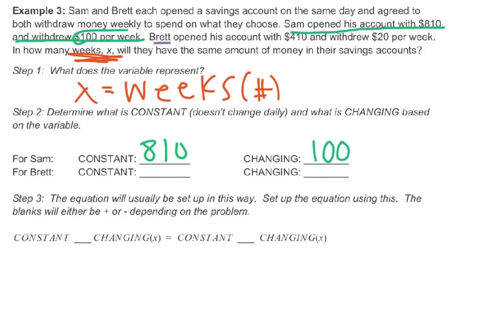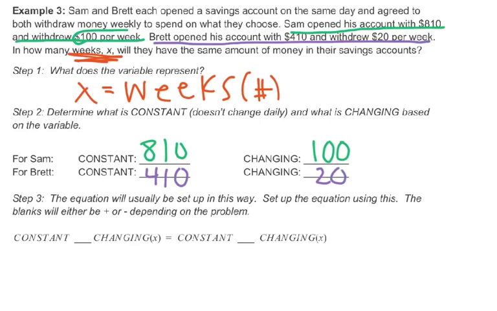In the same way, let's look at those numbers for Brett. So it says Brett opened his account with $410 and withdrew $20 per week. So for Brett, $410 is his constant, and his changing is $20 per week.